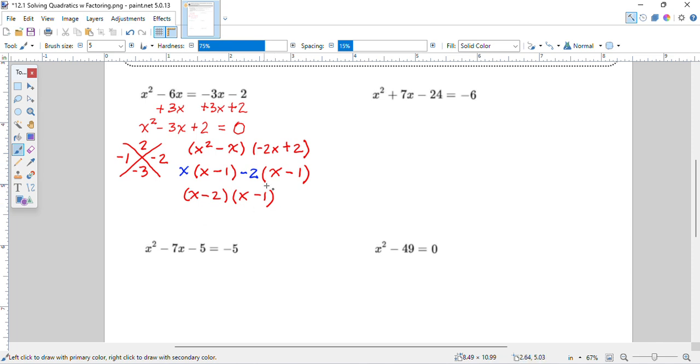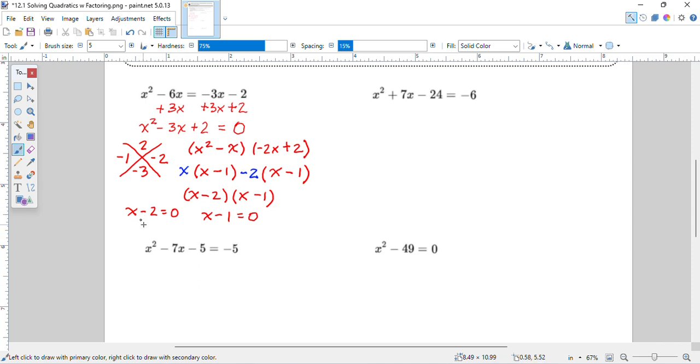Okay, this is where we would have stopped, but we are not factoring now. We are just using factoring as a step off to solving this quadratic. My last step here is to just set both of them equal to 0. So I'm going to say x minus 2 equals 0 and x minus 1 equals 0. And then I solve for x.